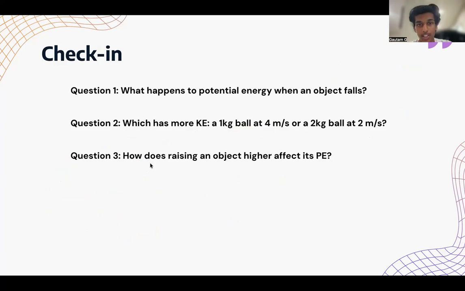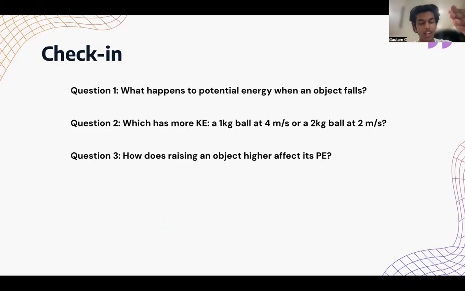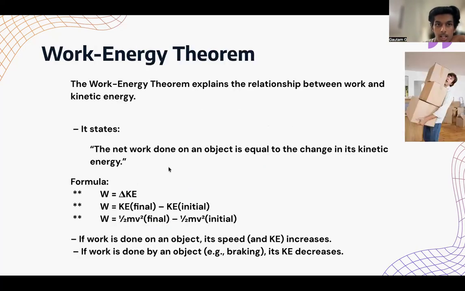Let's just do question three really quick. How does raising an object higher affect its PE? We know that mgh is the equation for PE, and if we raise it higher, that's increasing its height, which increases the whole potential energy, correct? So that's two questions to work with the equations.